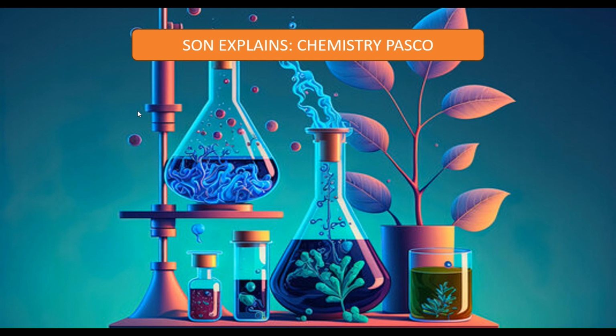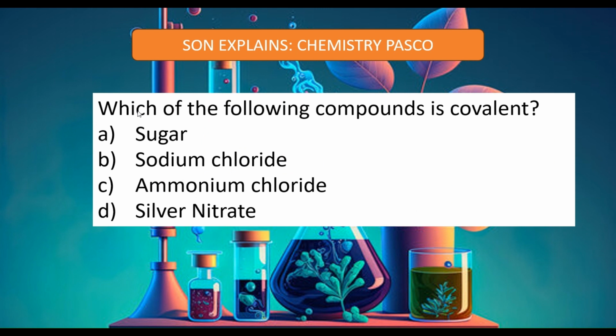Chemistry past question. Last time we solved a question, and today's question is this one. Which of the following compounds is covalent? A. Sugar. B. Sodium chloride. C. Ammonium chloride. And D. Silver nitrate. Let's understand the concept behind choosing the right answer, as we always do for all our questions.